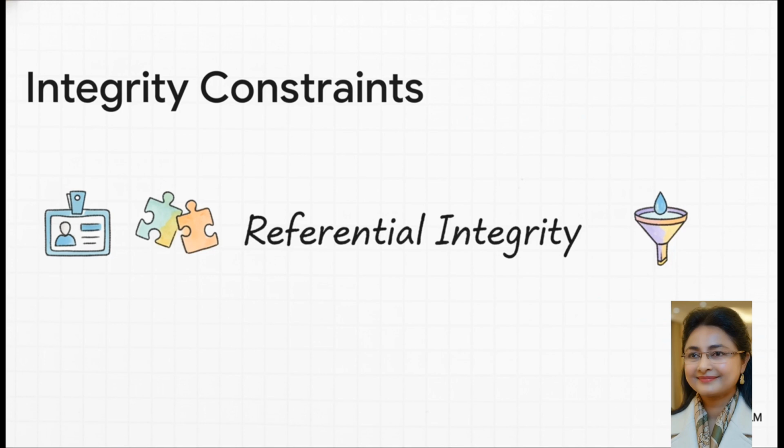And finally, domain constraints. These ensure that the data you drop into a column actually matches the required data type. If a column is supposed to be a date, you can't just shove a word in there. These constraints really are the silent guardians of your data's accuracy.